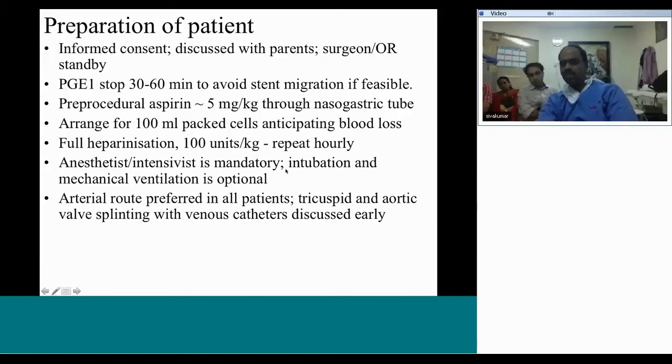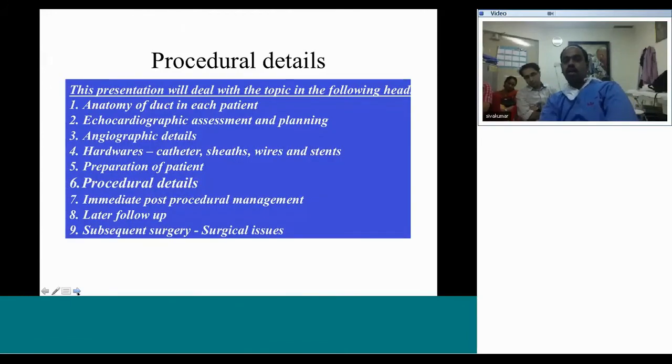An anesthetist or intensivist is mandatory. You need to keep things ready for intubation and mechanical ventilation, but it's optional. You need not intubate routinely on the patients. Arterial route is preferred in most of the patients. Tricuspid and aortic valve splinting will happen if you are doing the transvenous catheter, transvenous stenting.